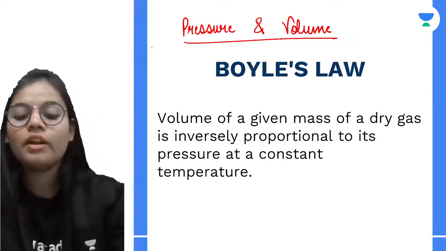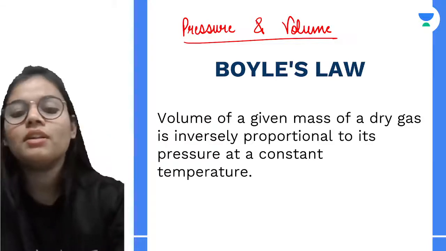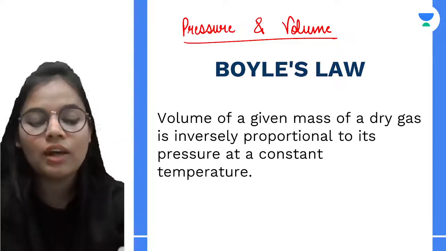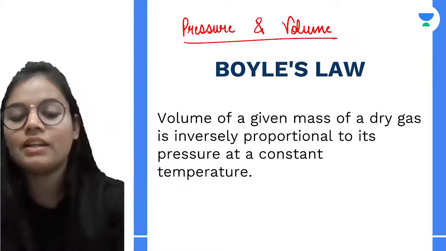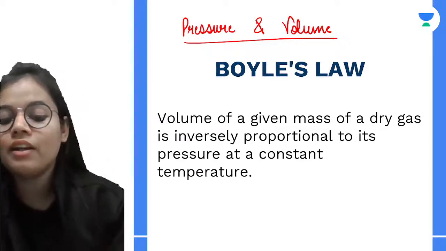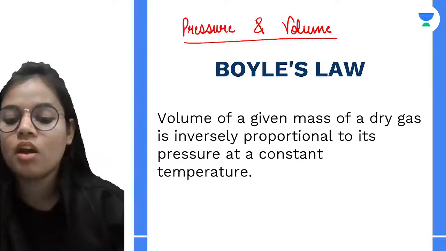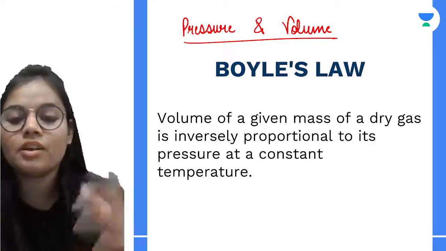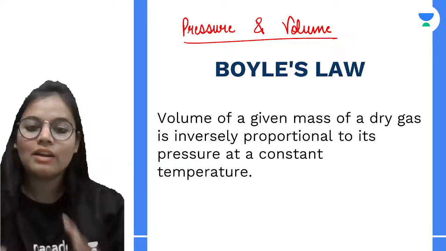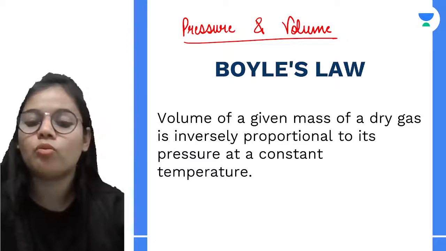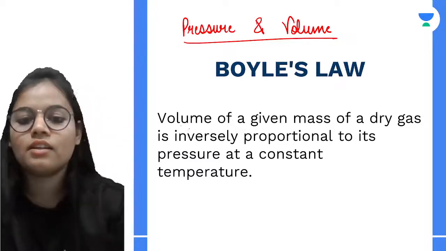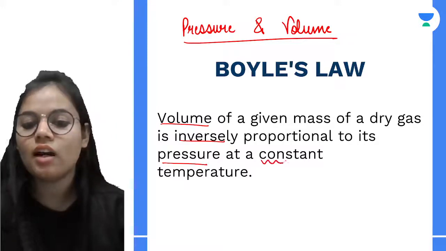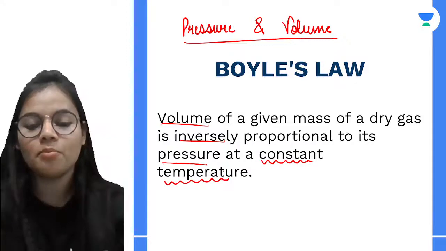Now Robert Boyle found that if we keep the temperature constant, then the volume of any given mass of gas will decrease by half if we double the pressure, and it will become 4 times its original volume if we decrease the pressure to 1/4. So all in all, in easy language, he told that the volume of any given mass of gas is inversely proportional to the pressure, under the condition of constant temperature.